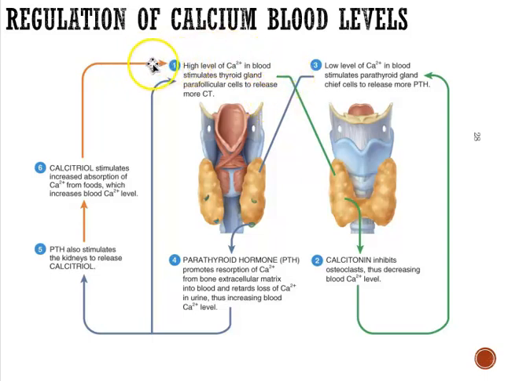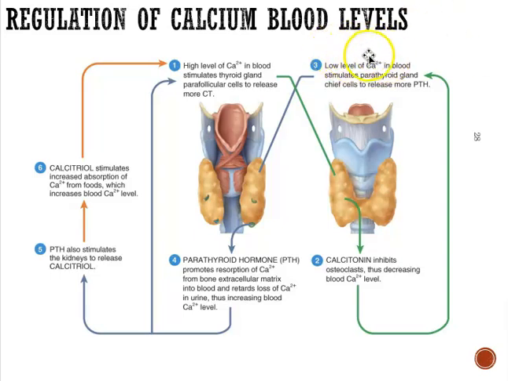So let's say we have high levels of calcium in the blood, right? Those high levels of calcium in the blood will stimulate the thyroid gland, specifically the parafollicular cells of the thyroid gland, and that's going to release calcitonin, right? That's what that CT is standing for. So you can see, all right, thyroid hormones releasing calcitonin. Calcitonin inhibits osteoclasts. Remember, osteoclasts were those cells that break down bone. And by inhibiting osteoclasts, it will decrease blood calcium levels.